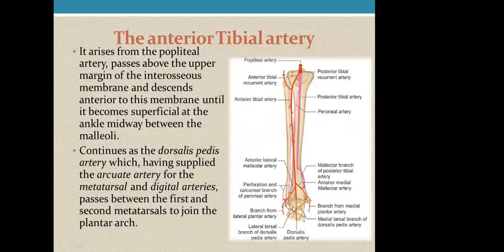The anterior tibial artery. This is the anterior tibial artery. It arises from the popliteal artery, passes above the upper margin of the interosseous membrane, and descends anterior to this membrane until it becomes superficial at the ankle, midway between the malleoli, right here. Then it continues to become the dorsalis pedis artery, which supplies the metatarsal and digital arteries.